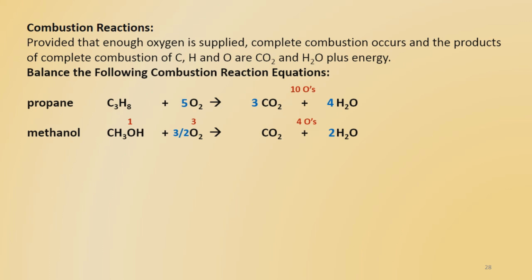The problem is we don't use fractional coefficients. We always want to use the lowest set of whole number coefficients. To get rid of the fraction, we can multiply this by 2, because 3/2 times 2 is 3. But if we do that to the oxygen, we have to do it to all the terms to keep the equation balanced. Let's multiply everything by 2. That'll give us 2 methanol plus 3 oxygens. Remember, 3/2 times 2 is 3. And 2 CO2 and 4 H2O. And if you check, all elements are balanced in this equation.